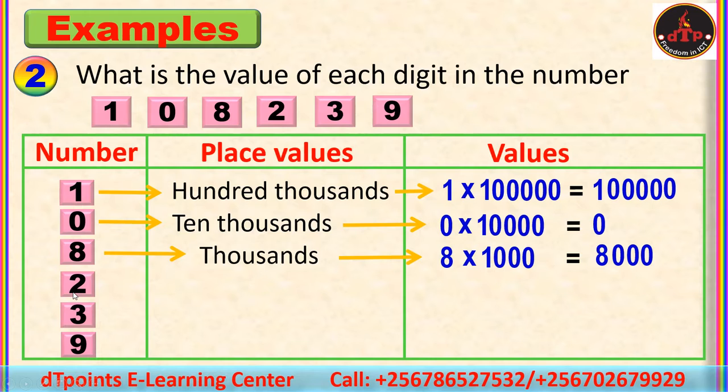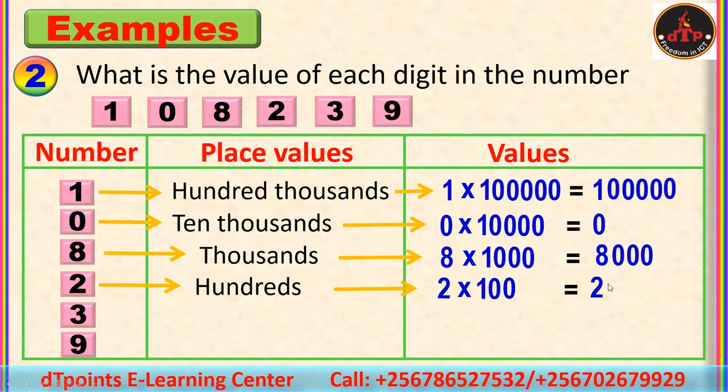We can proceed and look at digit 2. The place value for that digit is hundreds. All of you hundreds. We can continue and look at the values by saying 2 times 100. What do we get? We eventually get 200. Therefore, the 200 is the value of digit 2.